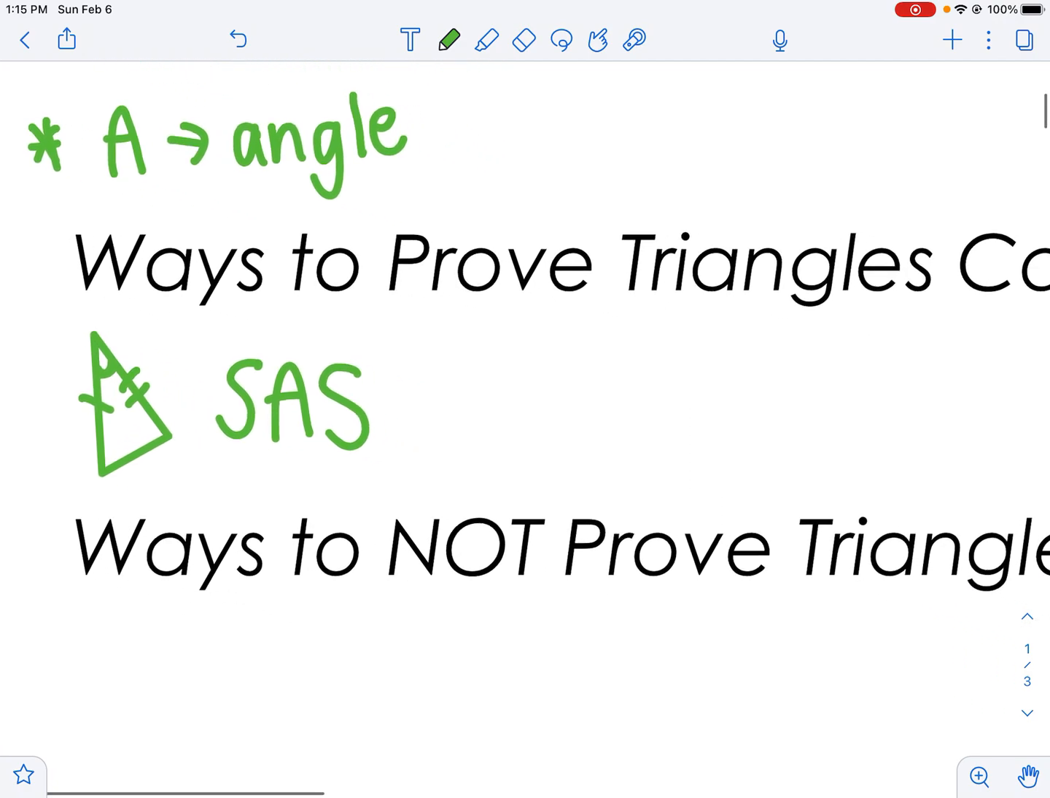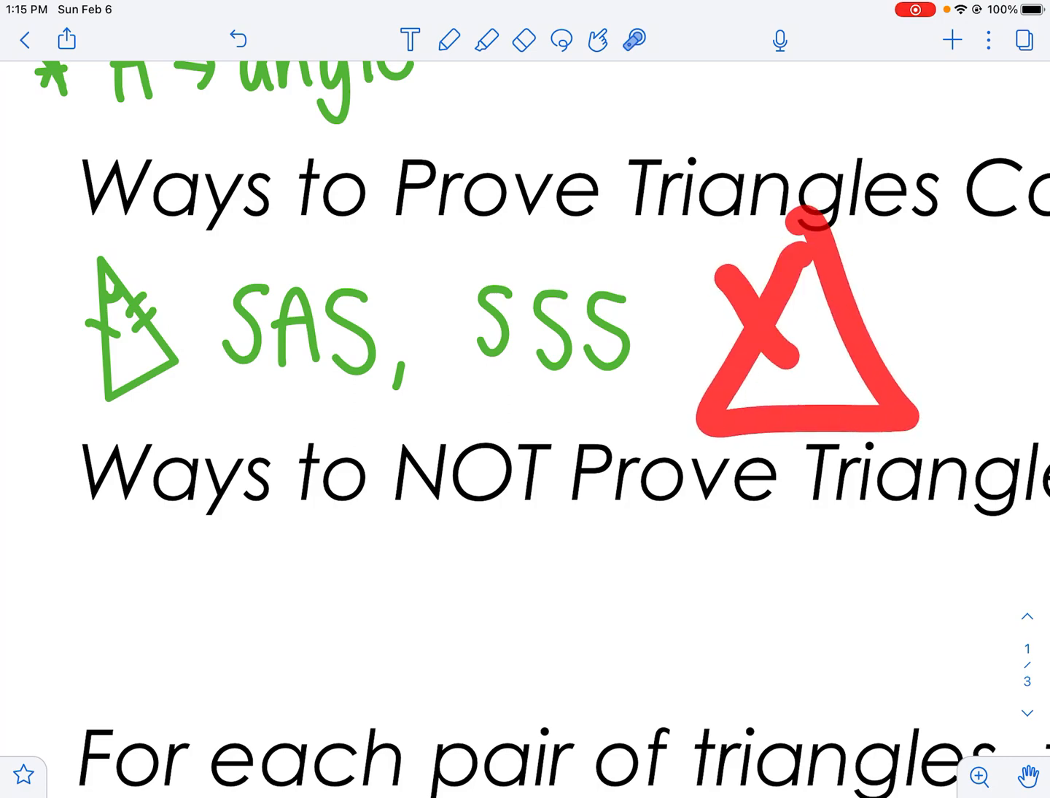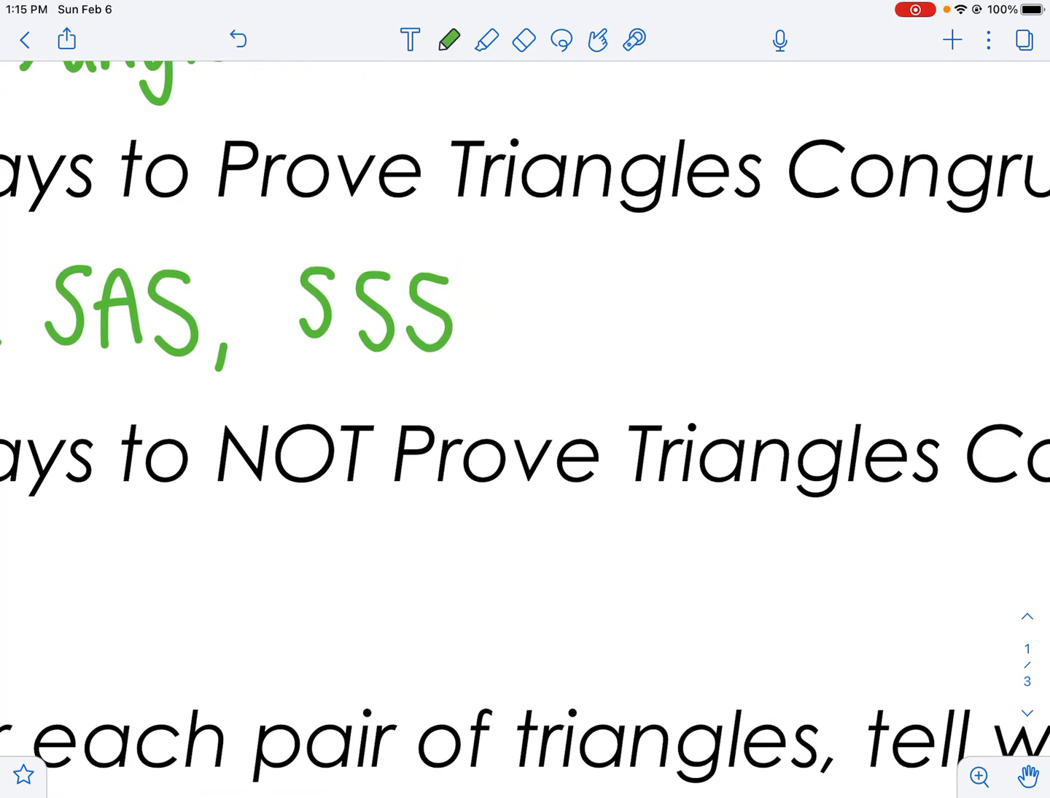Okay. Another way to prove that triangles are congruent would be by side, side, side. Now, side, side, side is everybody's favorite. Side, side, side just means that you're looking at a triangle and there should be ticks all the way around. That's it. If all the sides match up, all the ticks match up, you're good to go.